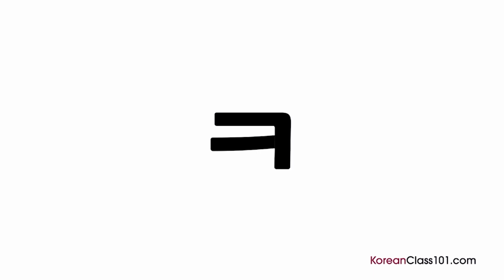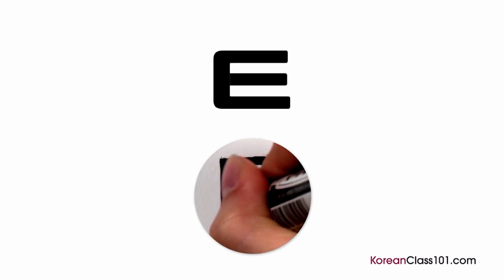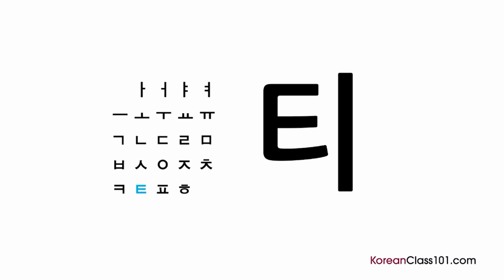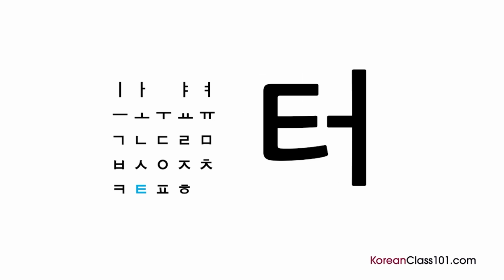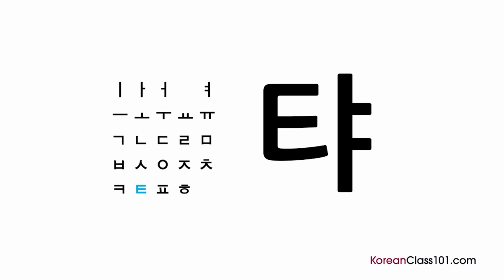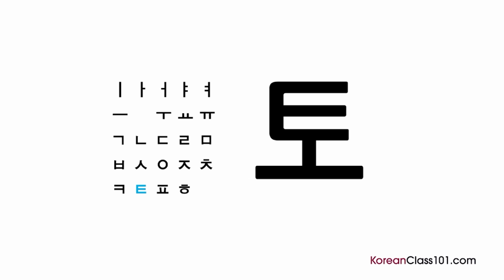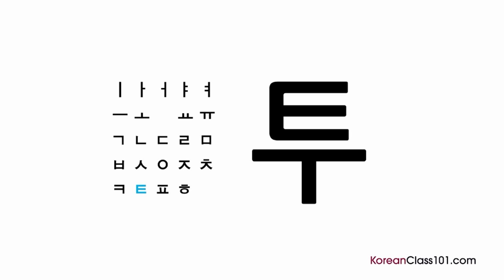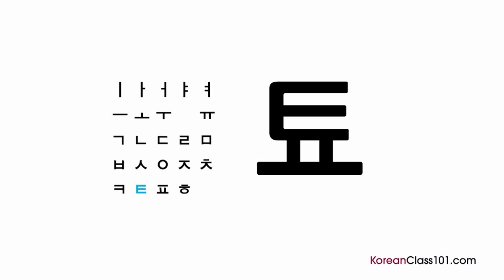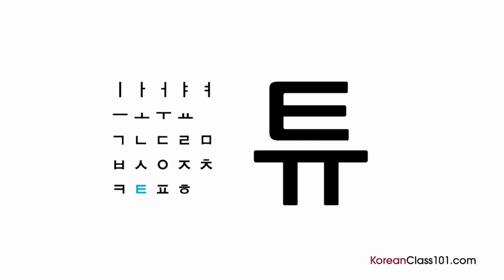Remember that in our last lesson, we added 1 more stroke to 기역 in order to make the aspirated version 키읔. We will do the same thing with 디귿, adding 1 more stroke to make the aspirated version 티읕. 티, 타, 터, 텨, 트, 토, 투, 튜.